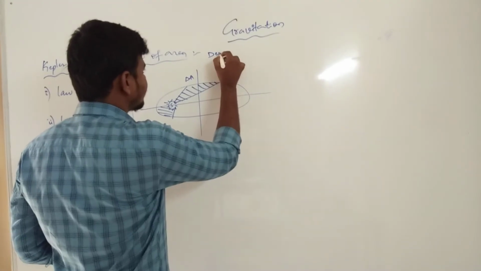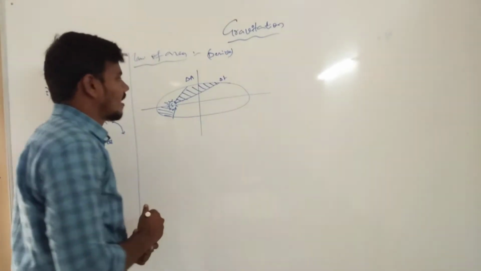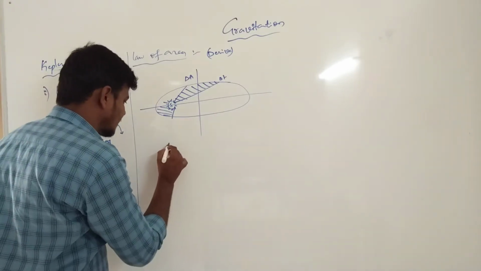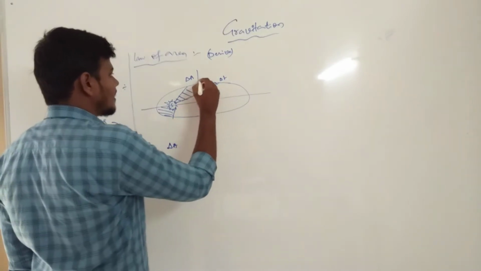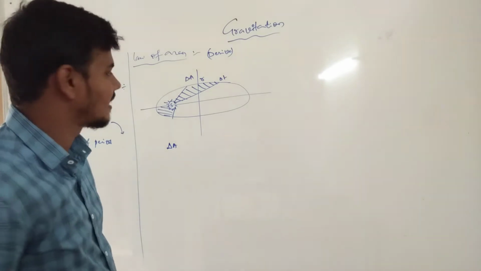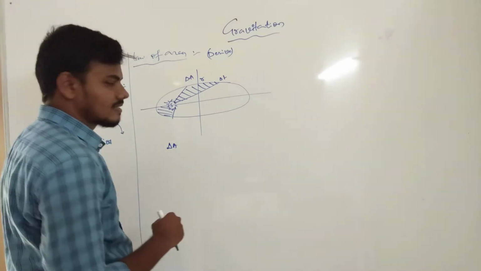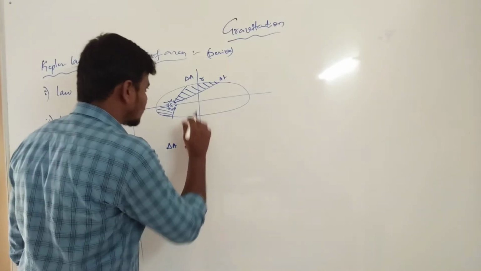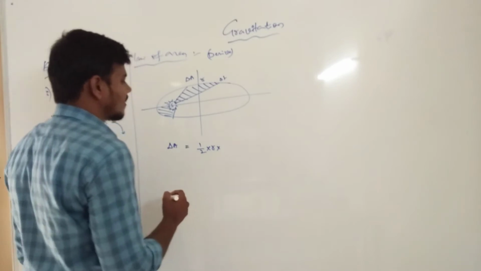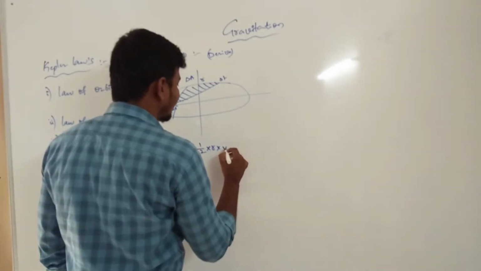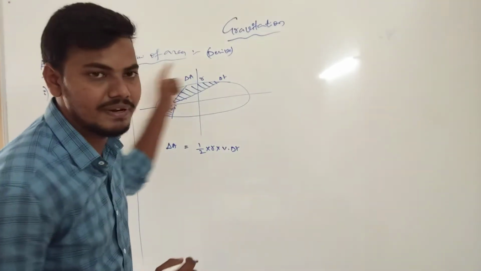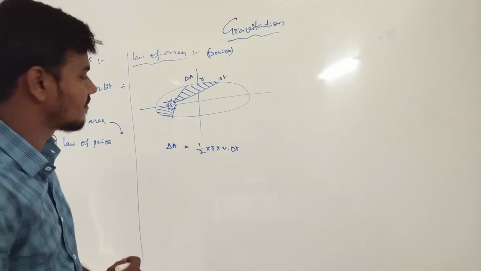Now the derivation of the law of area. For example, we choose delta A, which we can reduce in terms of R, from position 1 to position 2. The position R is the fundamental function. Now delta A equals the triangle formation, one by two into R into V into delta T. V means the velocity of the planets. The planets are revolving in an elliptical shape.